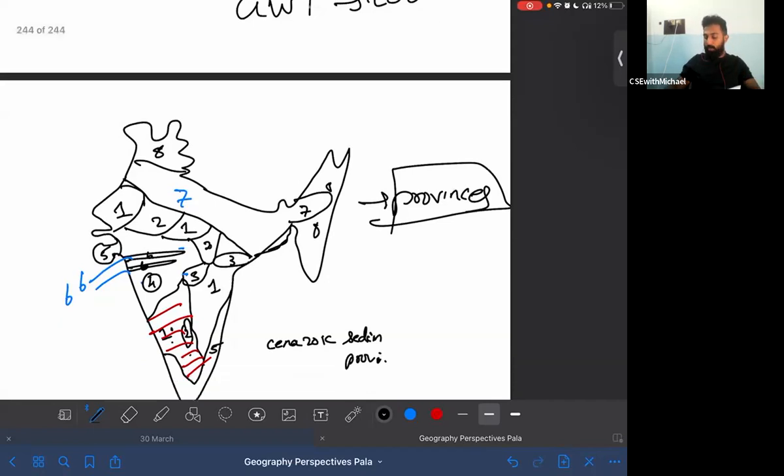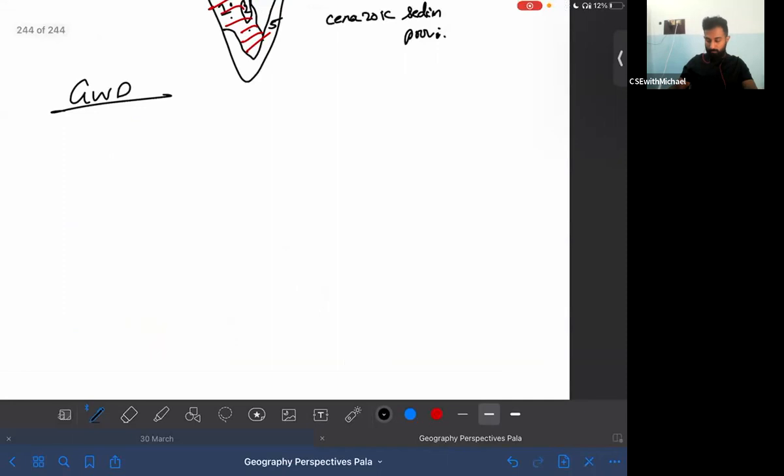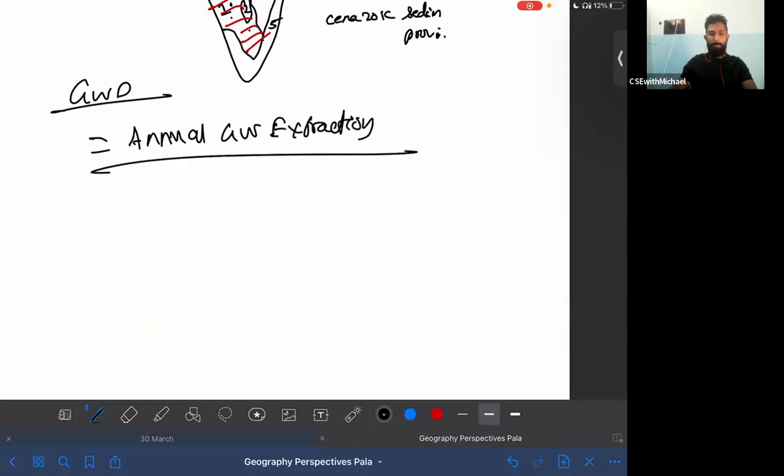Okay, so groundwater development is equal to annual groundwater extraction by net groundwater availability. So these concepts can be asked. Sometimes the UPSC can ask to elaborate on the pattern of groundwater development in India.